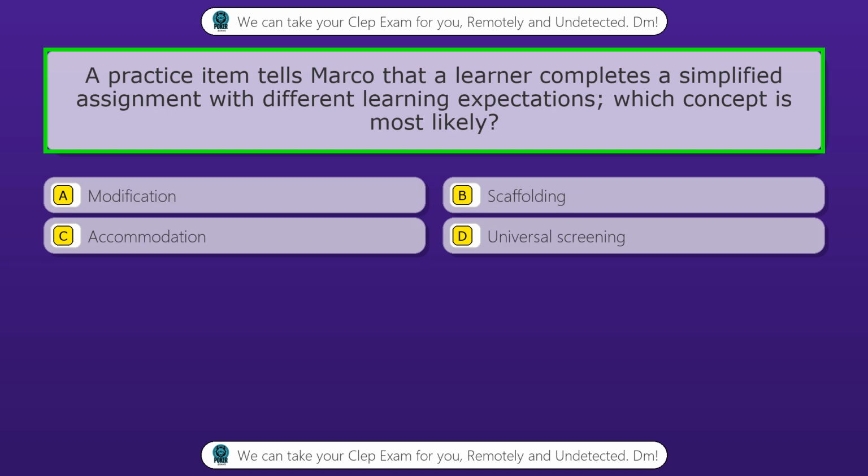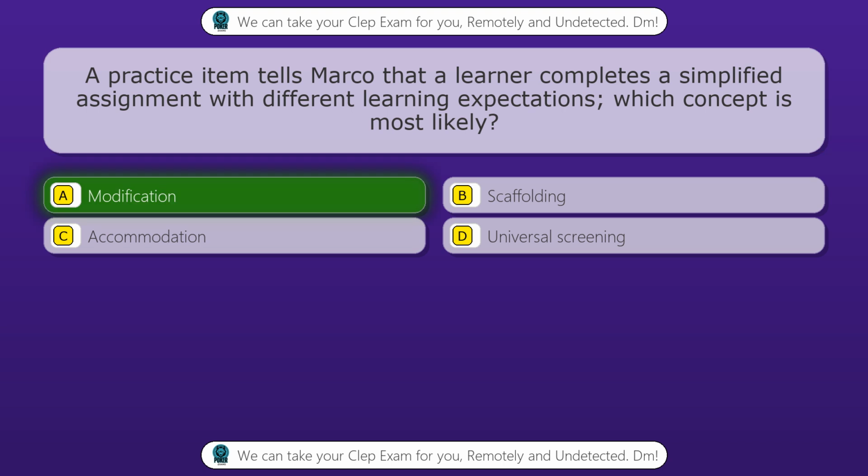Question 65. A practice item tells Marco that a learner completes a simplified assignment with different learning expectations. Which concept is most likely? Option A, modification. Option B, scaffolding. Option C, accommodation. Option D, universal screening. The correct answer is option A, modification.